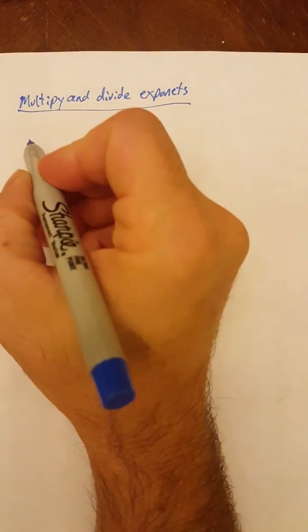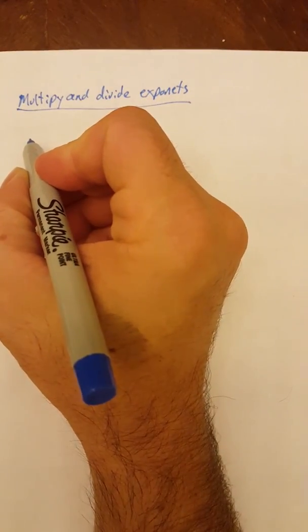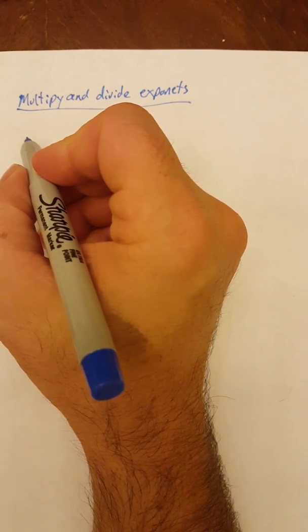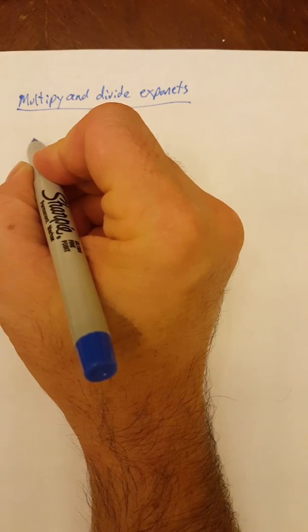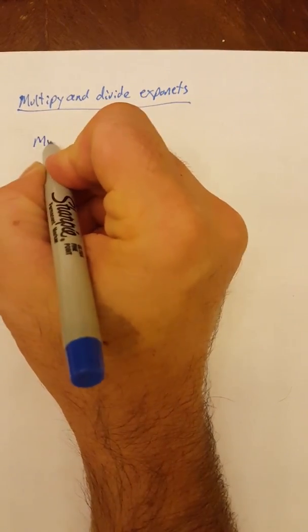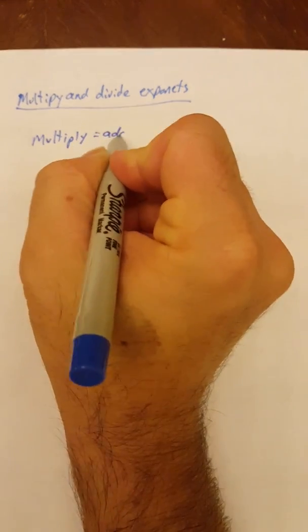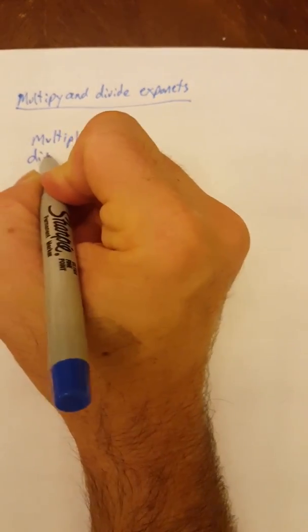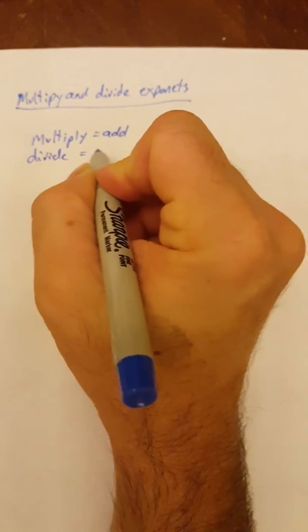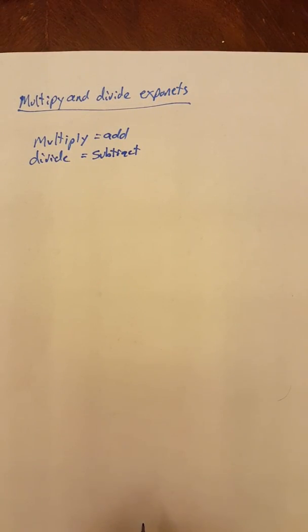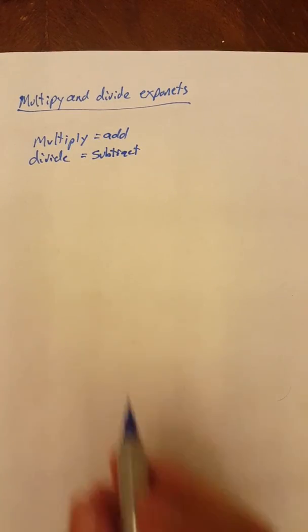Today we're going to get into multiplying and dividing exponents. These are some of the basic rules for exponents. For multiplying, you need to add. And to divide, you need to subtract. But this only applies to the exponents. Keep in mind, any coefficients, you would still multiply or divide them just like you would in any other problem.